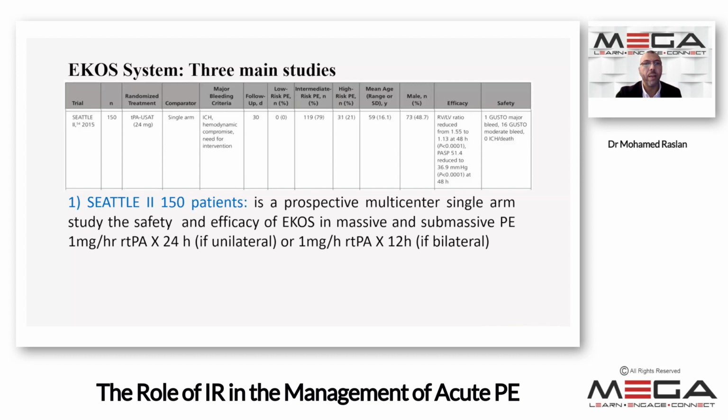The second study was the SEATTLE II study. It was done in 2015. It was conducted on 150 patients. It's a prospective multi-center single-arm study. This evaluated the safety and efficacy of EKOS in massive or submassive PE: 1 milligram per hour rtPA over 24 hours if unilateral, or 1 milligram per hour rtPA over 12 hours if bilateral.